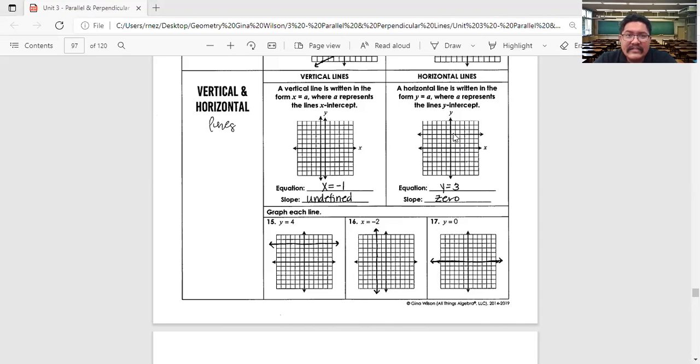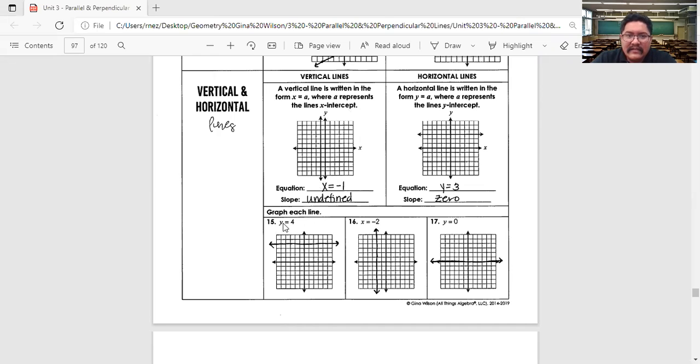Now, another easy way to remember this is that if an equation is missing one of those pieces, so in this case here, it's missing the x, then it does not touch the x-axis. If it is missing a y, it does not touch the y-axis. And that's a pretty easy way to remember it, hopefully.